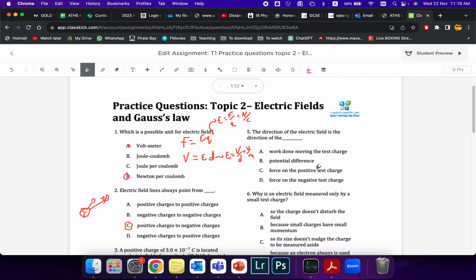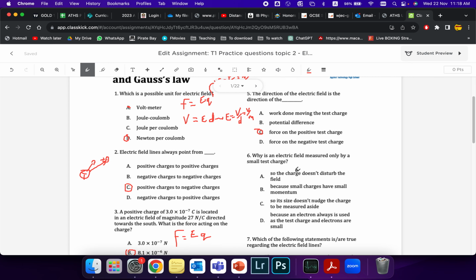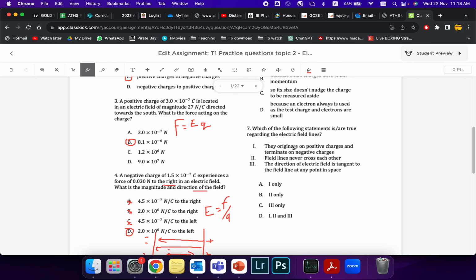Here we are trying to see the direction of the field. Generally, a field is the force on a positive test charge. We use a small positive test charge so it doesn't get in the way of the force and the field. And I think I've just given away the answer to the next one. Why is it a small charge? So it does not disturb the field. If you place a big enough charge in, it will disturb the field and ruin all your results. So it's not going to be any good for anyone.